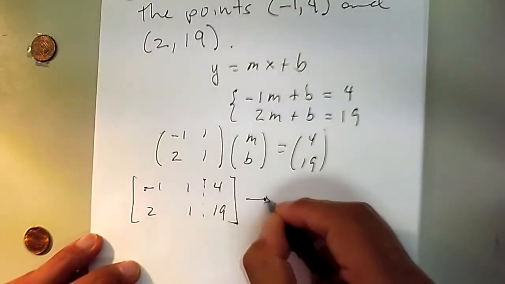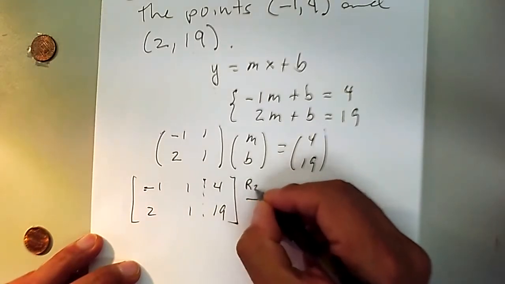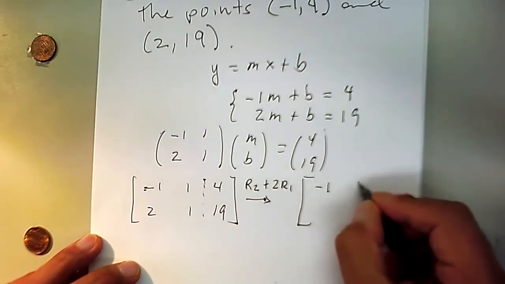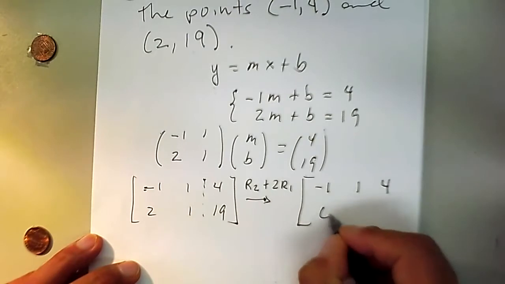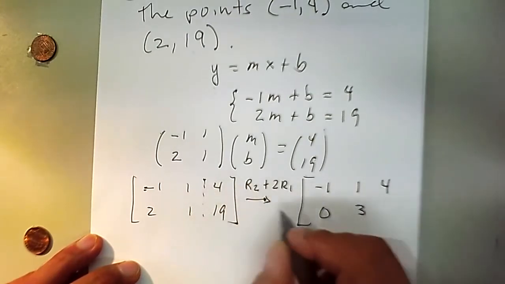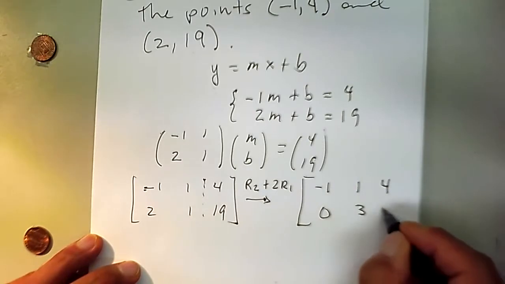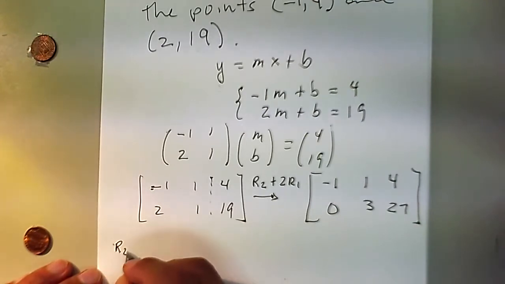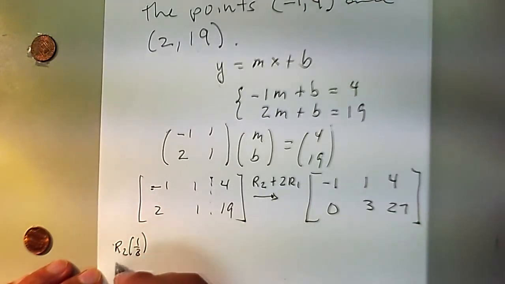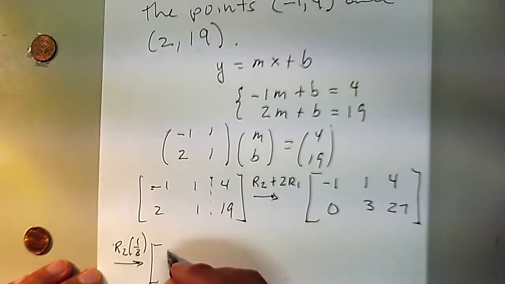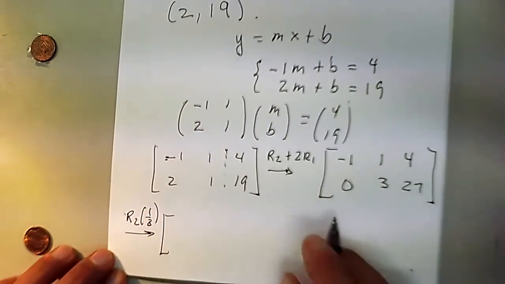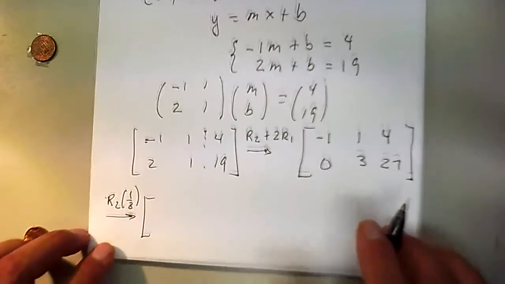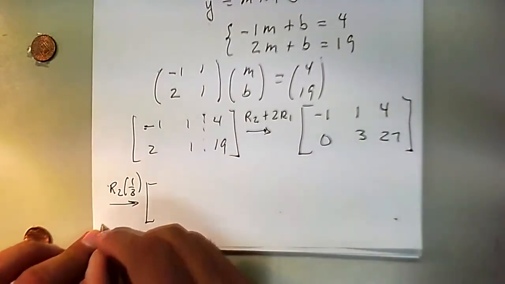So we're going to do R2 plus twice R1. And we're going to end up with -1, 1, 4, 0, 3, 8, and 19 is 27. We can divide R2 by 3. And independently, but I don't like to do 2 steps in one unless they are independent, and these are going to be independent, we're going to multiply R1 by -1.